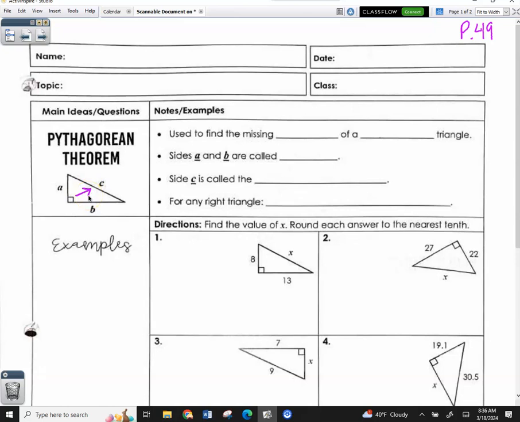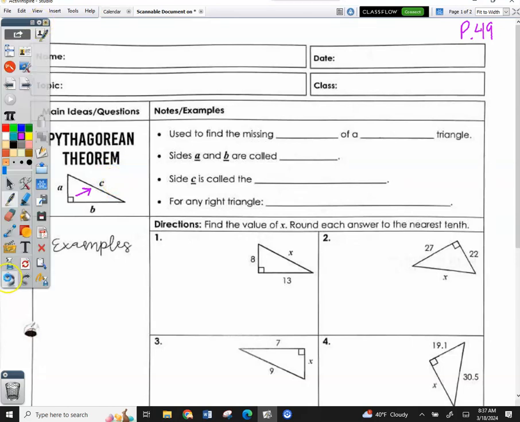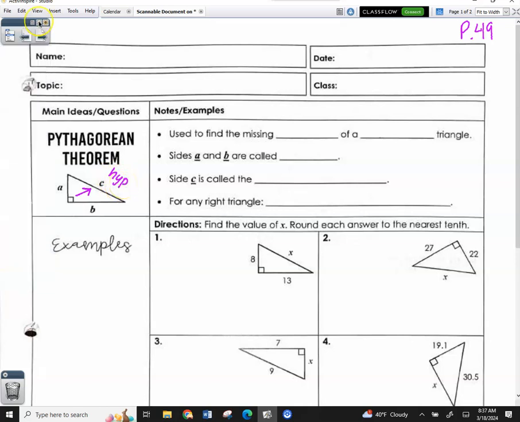What is the vocab word to describe that side? Louder. Hypotenuse. This is the hypotenuse. That was me trying to write HYP. It didn't come out good. There we go. This is the hypotenuse. It's really important that you know how to identify the hypotenuse in a right triangle.